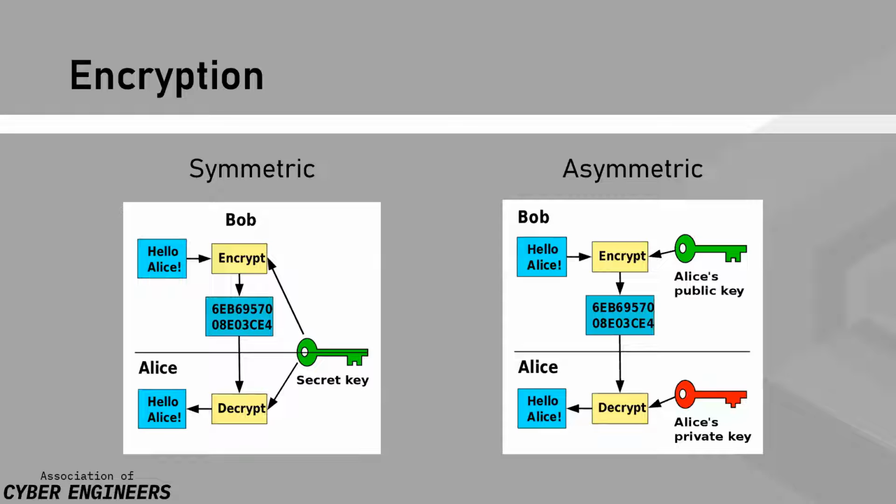If I intercept that random 6EB6, whatever that is, in the middle of its transport, I'm not going to be able to understand what it is. I can't understand what it is unless I have Alice's private key, which is private.